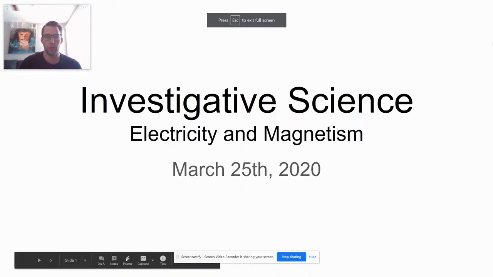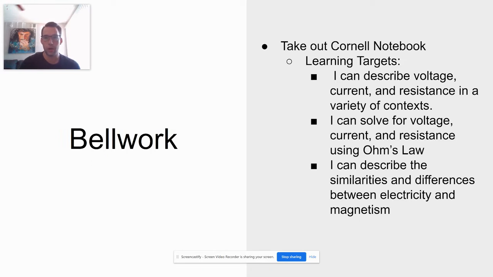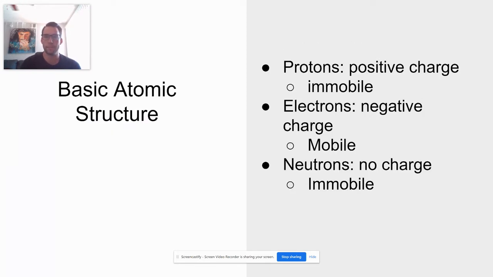Okay, so we're going to be starting with electricity and magnetism. The first thing I want you to do is to pause and go ahead and take these notes into your Cornell notebook. Make sure you write down all of these learning targets. We're going to be hitting all of them in this week's lesson. We're going to start with a review of what we did at the end of last quarter.